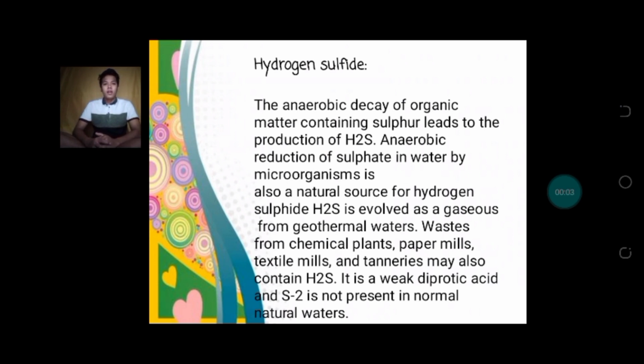Hydrogen sulfide. The anaerobic decay of organic matter containing sulfur leads to the production of H2S. Anaerobic reduction of sulfate in water by microorganisms is also a natural source for hydrogen sulfide. H2S is evolved as a gas from geothermal waters. Waste from chemical plants, paper mills, textile mills, and tanneries may also contain H2S. It is a weak diprotic acid, and S2- is not present in normal natural waters. It is an aesthetic concern that causes disagreeable taste and odor in the water. Hydrogen sulfide forms a weak acid when dissolved in water.